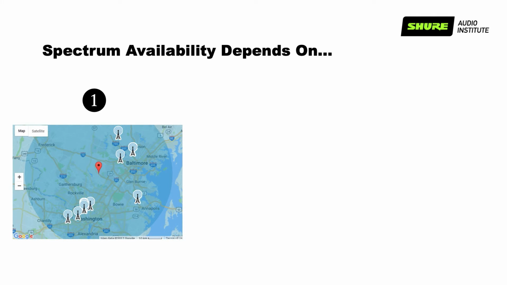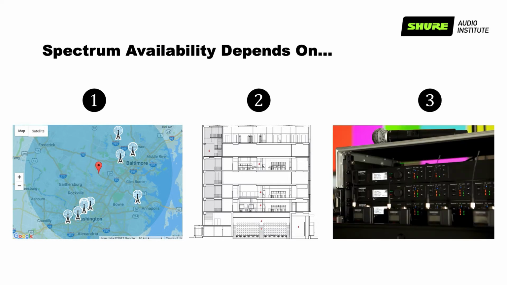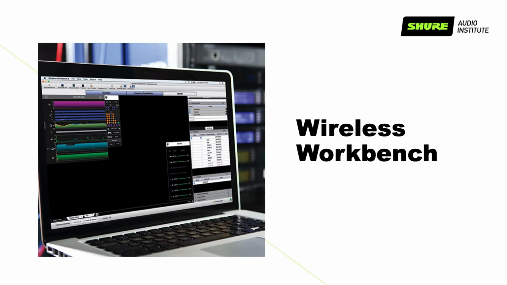Spectrum availability depends on a variety of factors, such as your location and the surrounding RF environment, the installation size, layout, or even building materials, and of course, the equipment in use. These will all affect how many channels you can get on air. When managed properly with Wireless Workbench, your system coordination can be optimized to reduce the effects of unwanted RF signals.